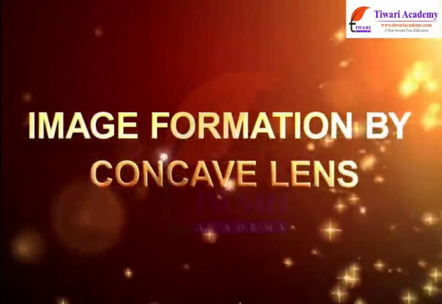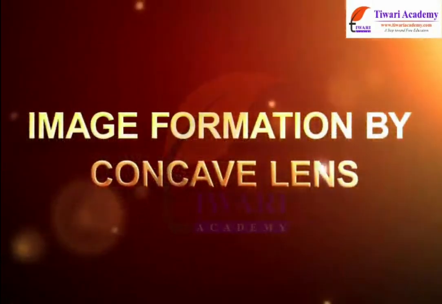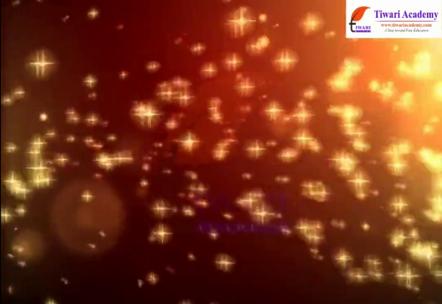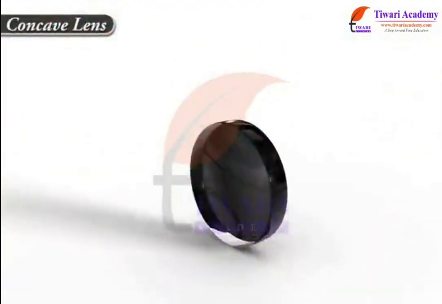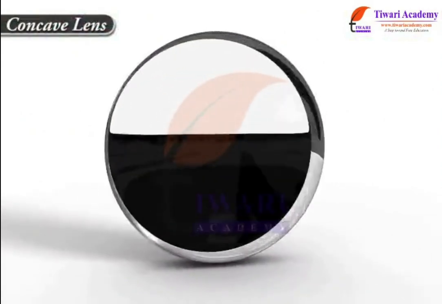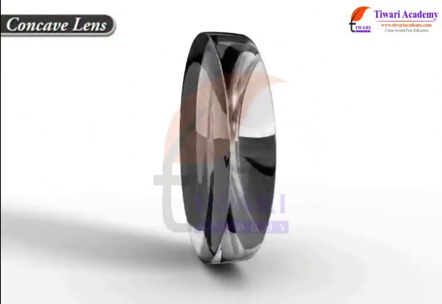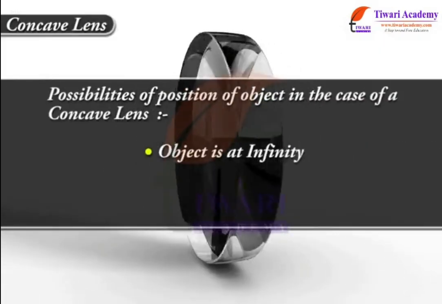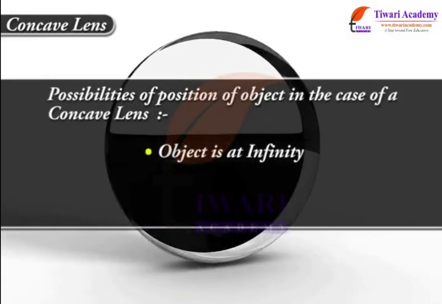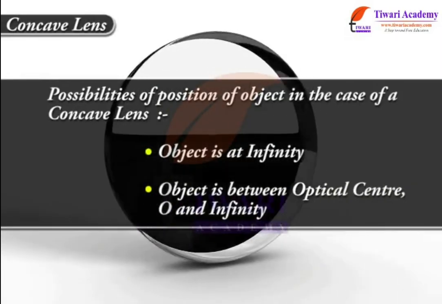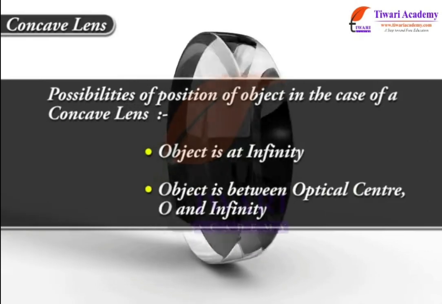Image formation by concave lens. There are only two possibilities of position of object in the case of a concave lens. A. Object is at infinity. B. Object is between optical center O and infinity.